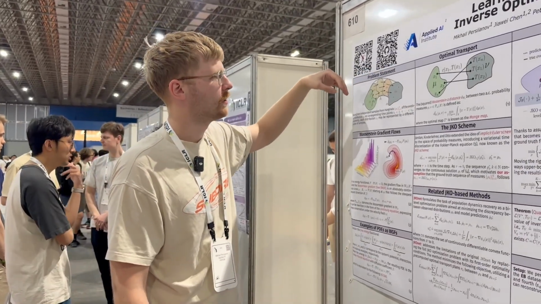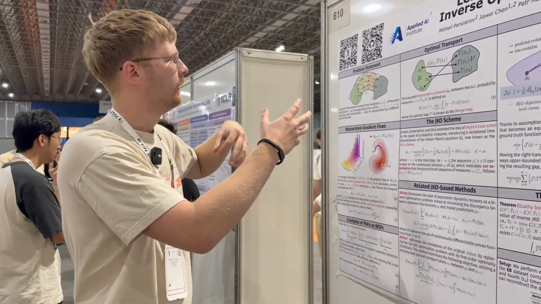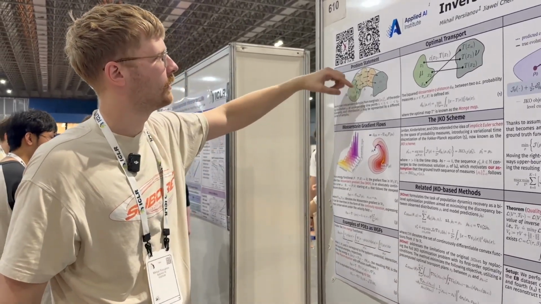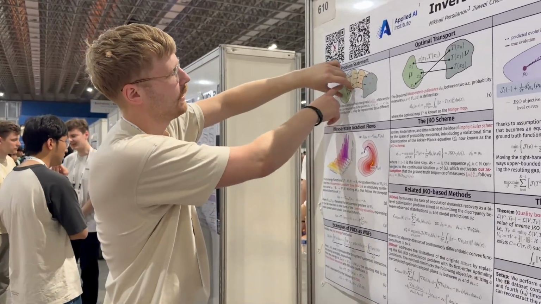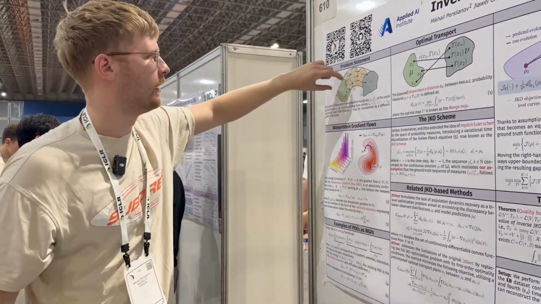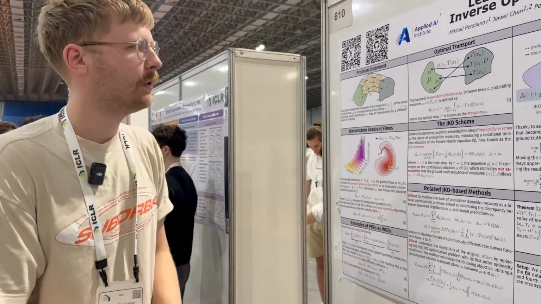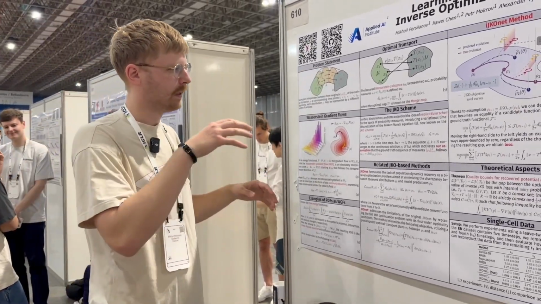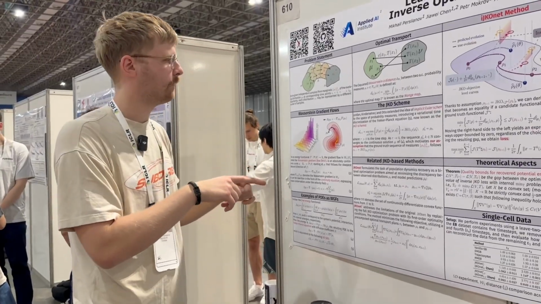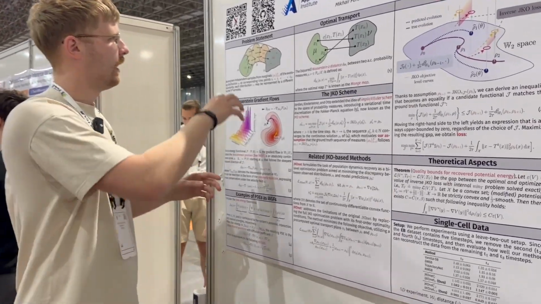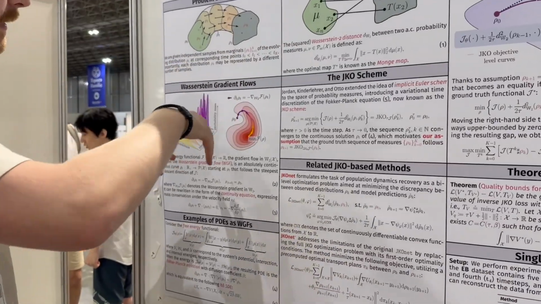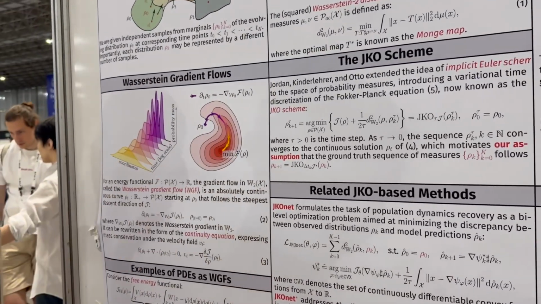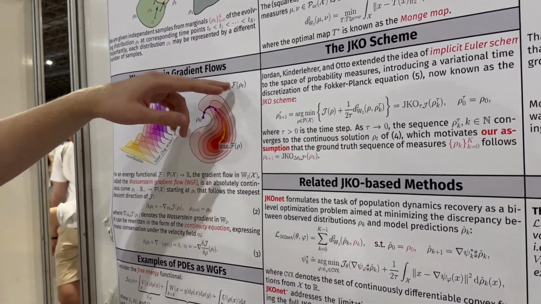For example, we have a 0 point and a 1 point, and we want to obtain some measure in between these time points. So what is the assumption we have? We assume that this evolution of rho is just the decreasing of f in the space of measures. So this evolution of rho is the same as going to the minimum of some functional f, and we want to restore this functional f.